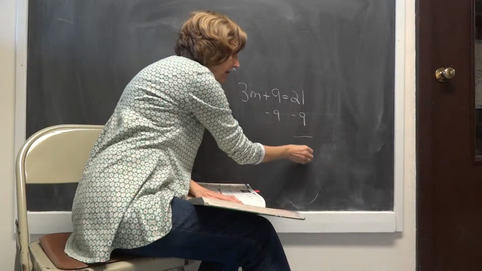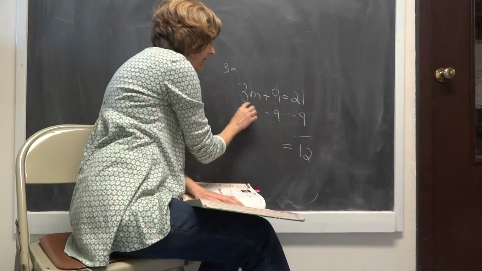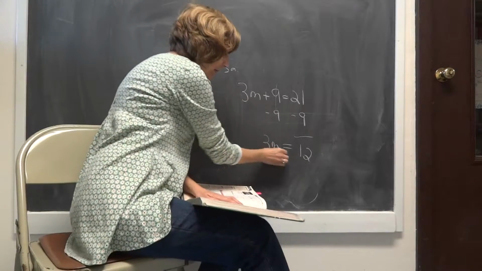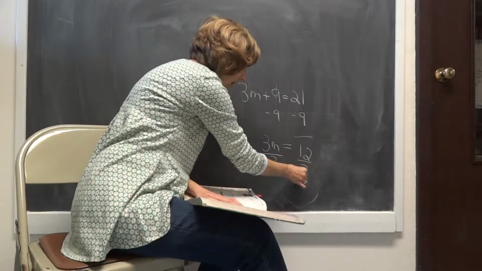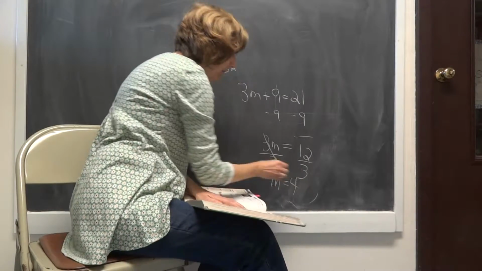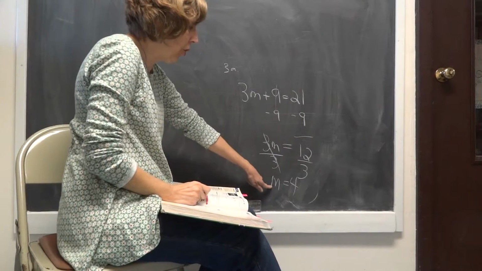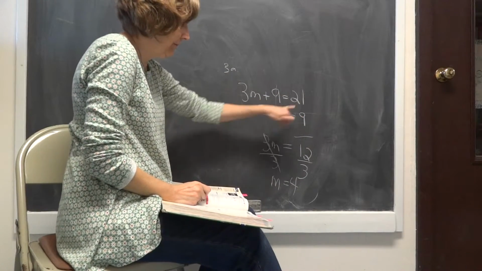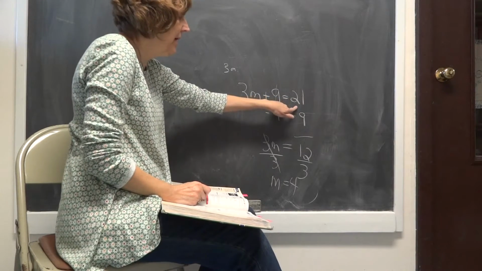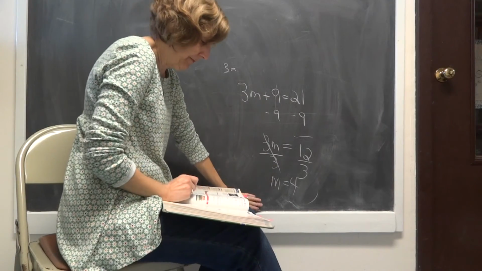That means this side is going to be 12 equals 3m. Second step is to divide. Whatever we do to this side, we have to do to this side. All right, m equals 4. And that's that, we've just solved the equation. We had an expression, we even had an equal sign, and we had a number. Now we could figure out what m is by solving the mystery.